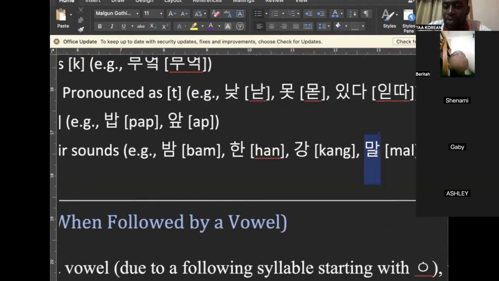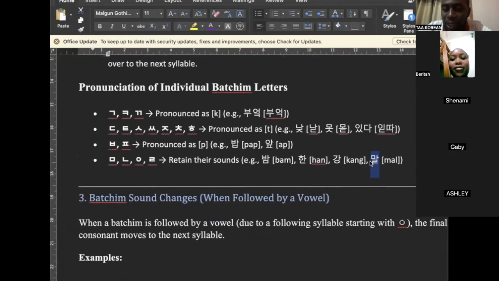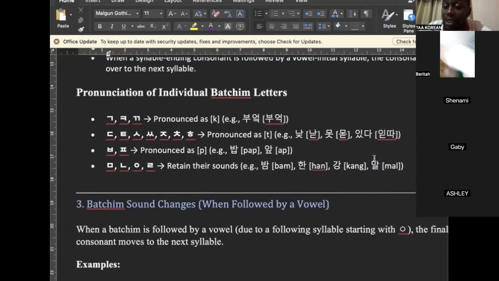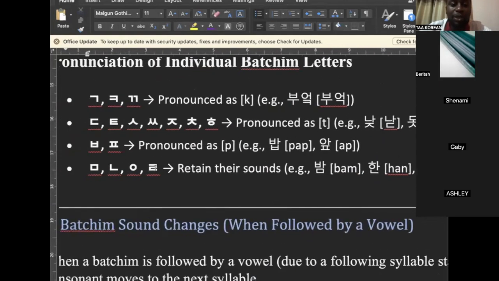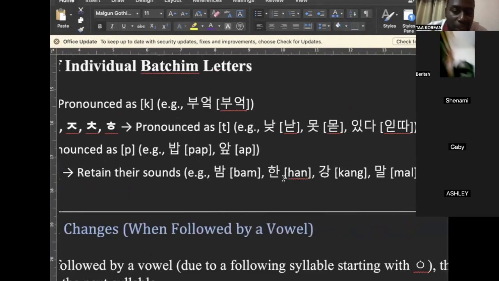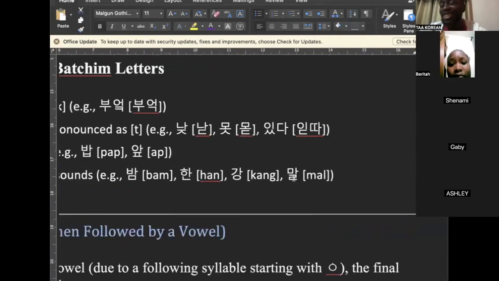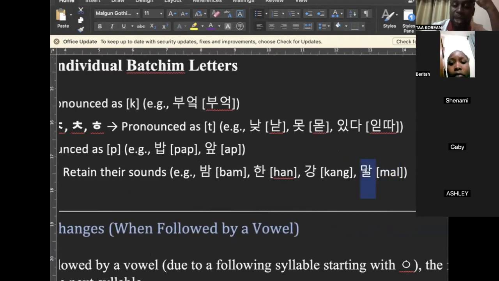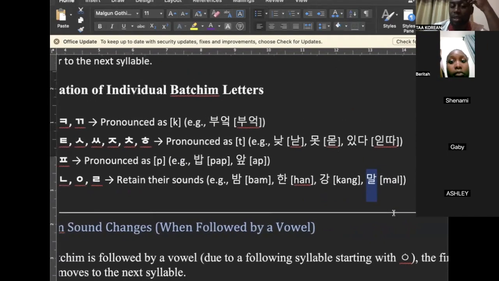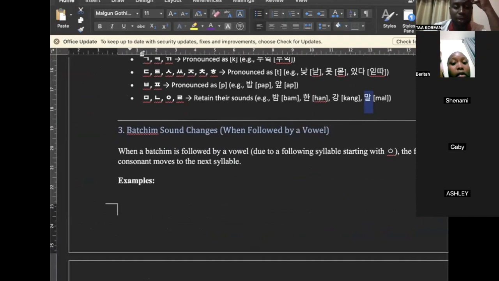Now, we have the last one here, Mal, M-A-L. Now, if this L is in the Batchim position, it does take on an L sound. I know sometimes we say this can be an L sound, this can be an R. If this L is in this Batchim position, it takes on an L sound. It does not take on an R sound. You cannot pronounce this as mar. It's mal. A mal is like horse. Mal is also word. 한국말 잘해요. 한국말 잘해. Mal, word.